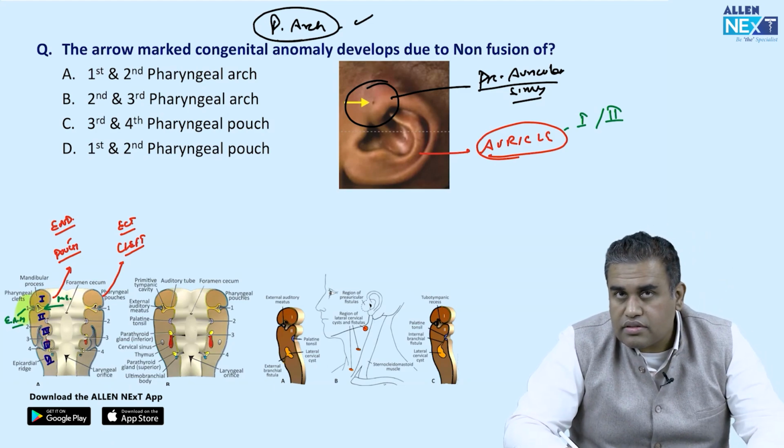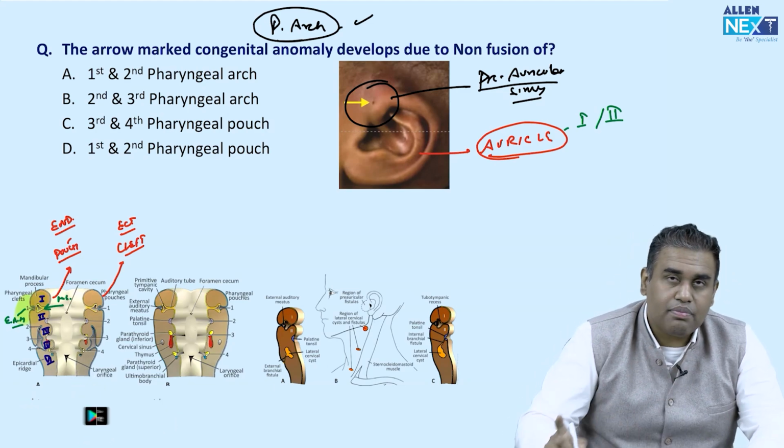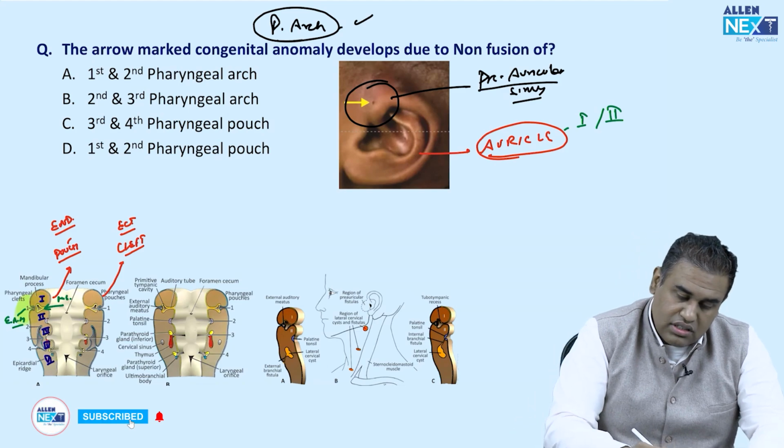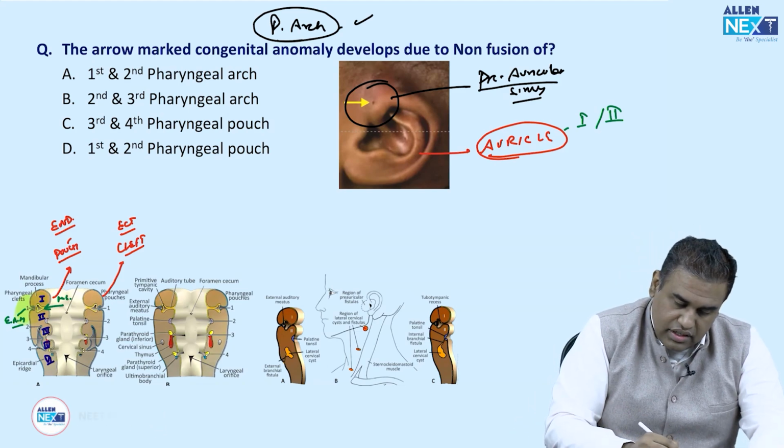So when the pinna or the auricle development is from the first and second arch, then obviously this preauricular sinus is coming from the first and second arch, not the pouch, because the pouch gives rise to different structures. The answer over here is first and second arch.